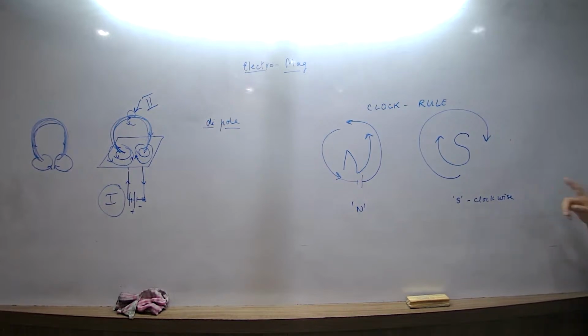Okay. I will quickly draw the diagram so that you know how it is to be used. Write the heading as clock rule. Write the N and the S. Look at the tail of the alphabet. The tail of the alphabet will give you the direction of the current, whether it is anti-clockwise or clockwise. If it is clockwise, which pole? South pole. The other one obviously is the north.